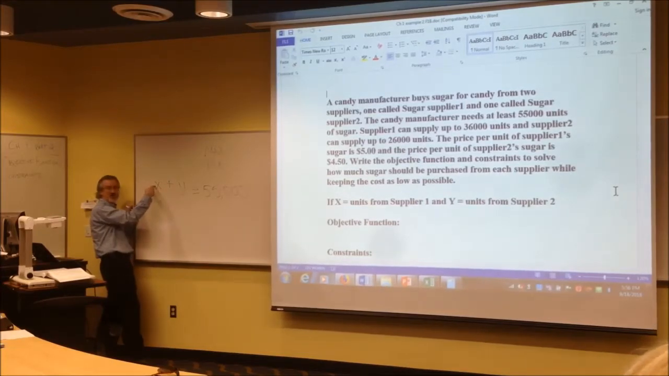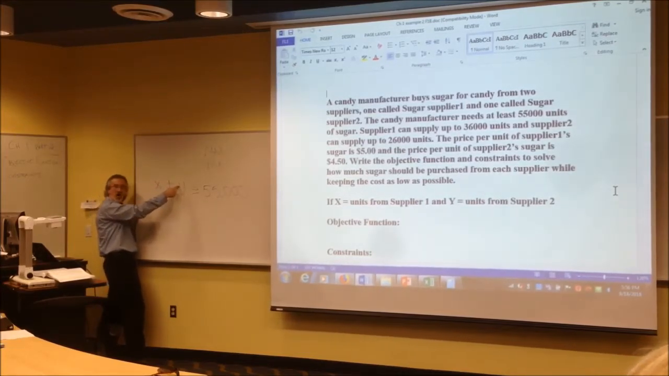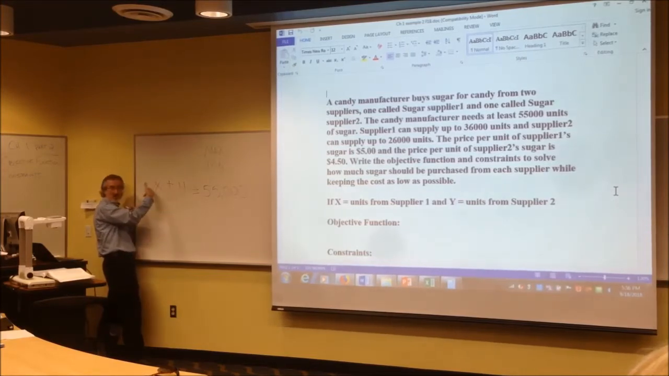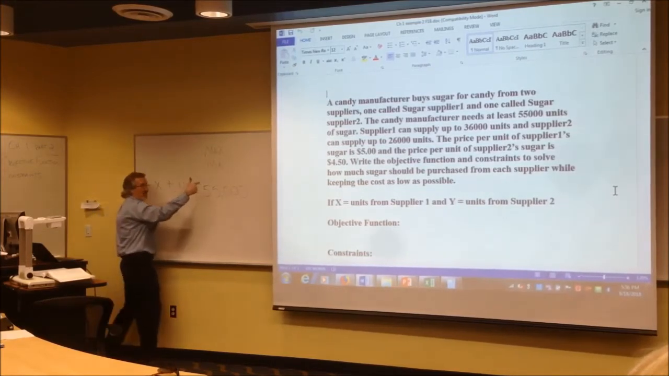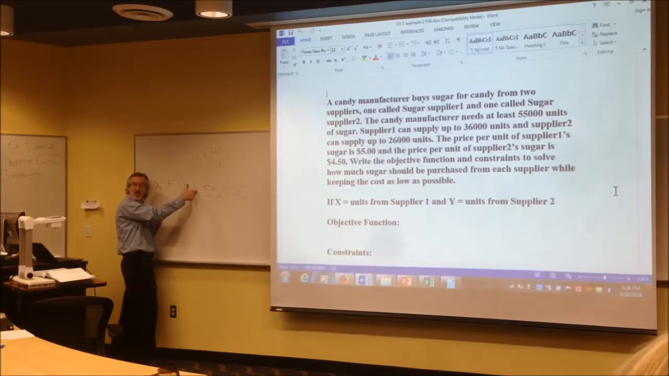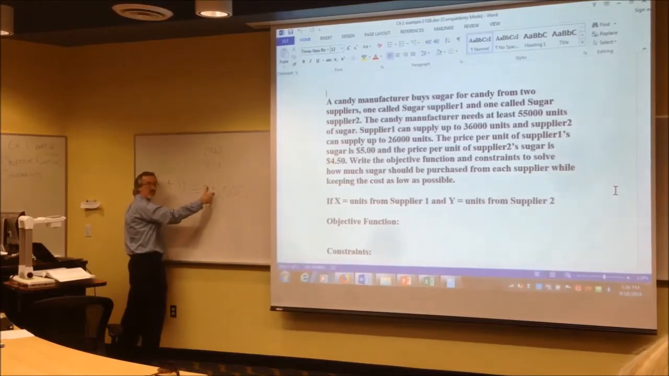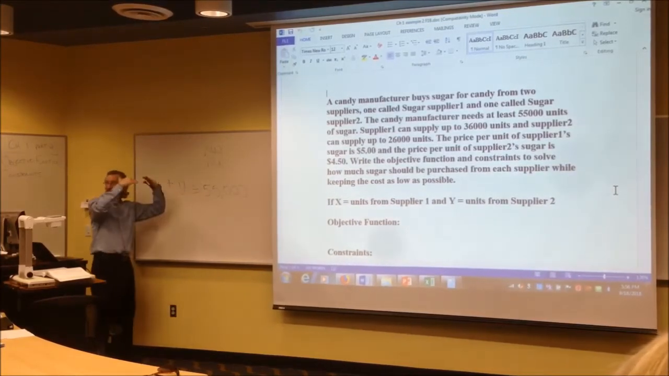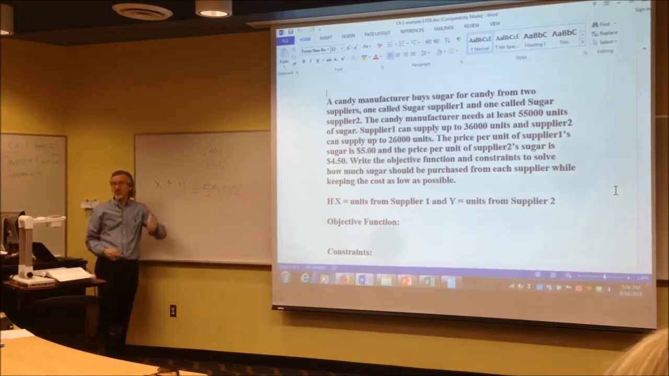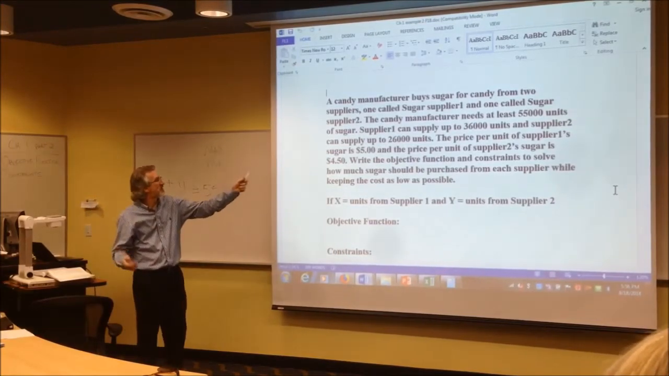This would be a 1 under the variable X. This would be a 1 under the variable Y, because I don't see any number with them, so it means one of them. And then this would be the greater than, where the equality goes, and on the right side would be 55,000. Now it's asking you to write the next constraint. So let's read on. If, or the objective function.